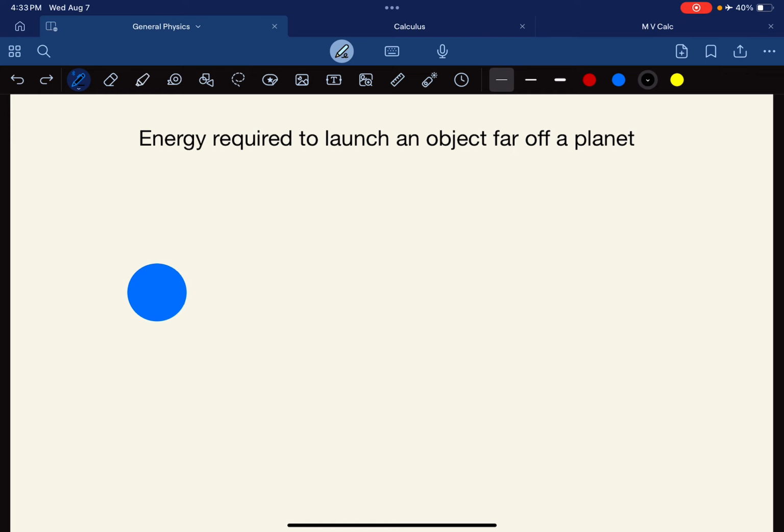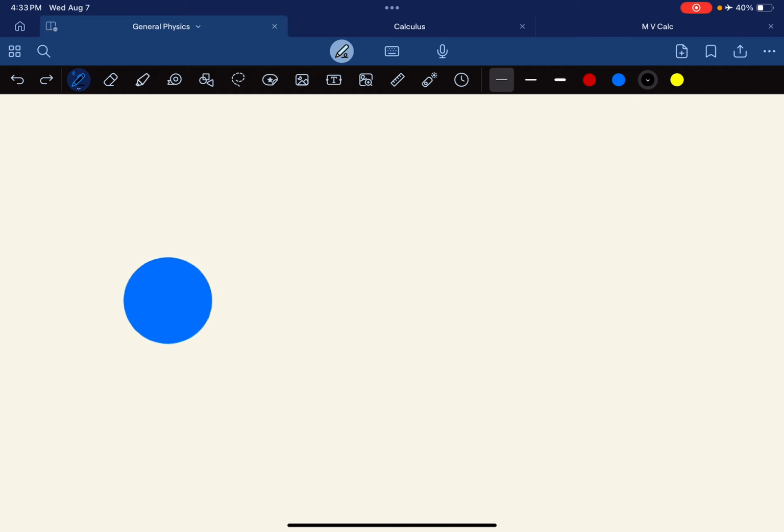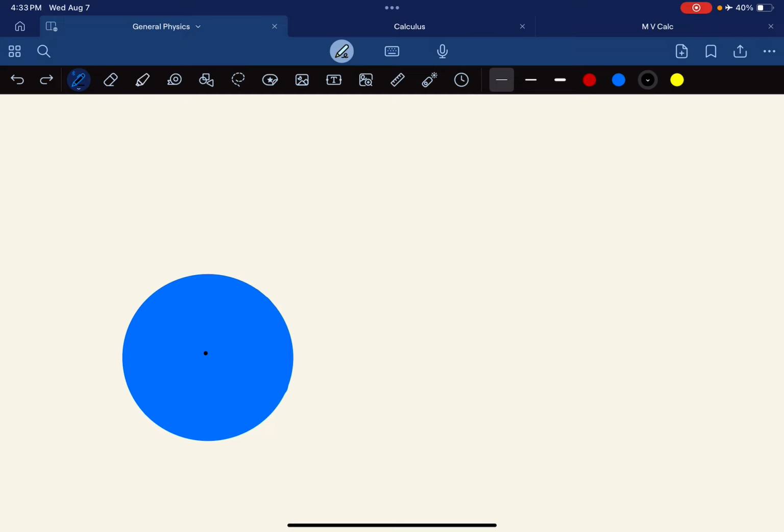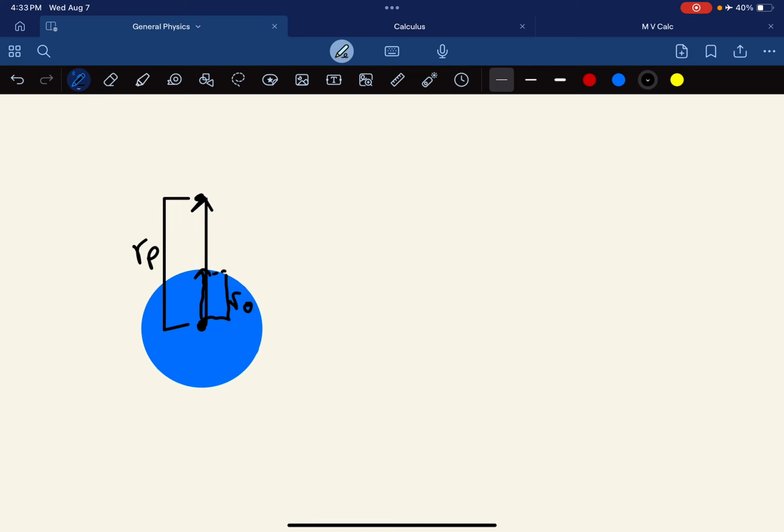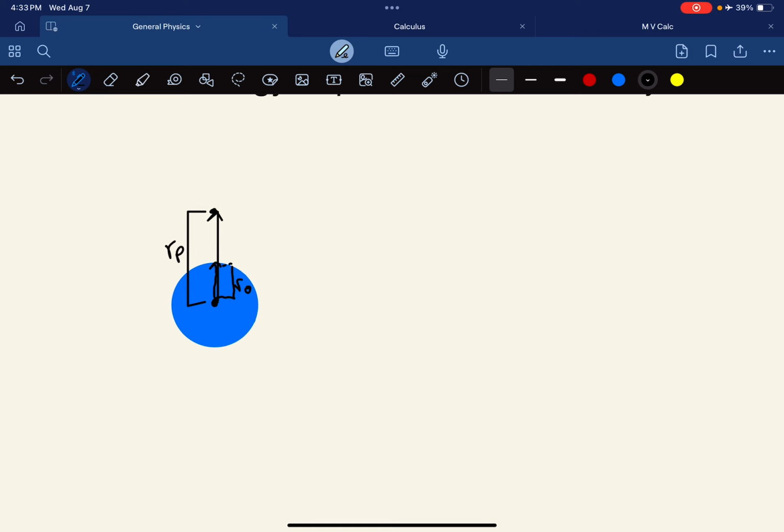It's how much energy is required to launch an object from one point to another significantly further away, especially compared to the distance to the center of the planet. So let's say you start off at a distance of r naught away from the planet, and you want to get to this distance, which we will label as RP. And you are wondering how much work is required to get there.